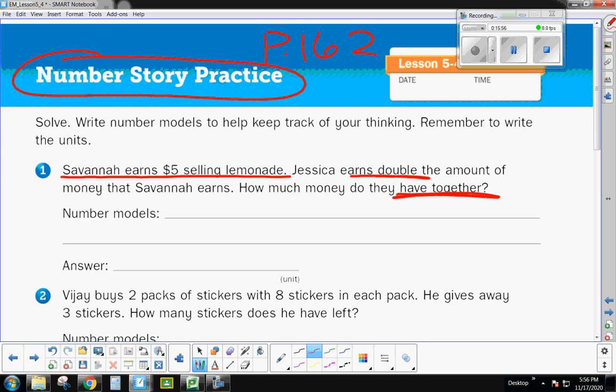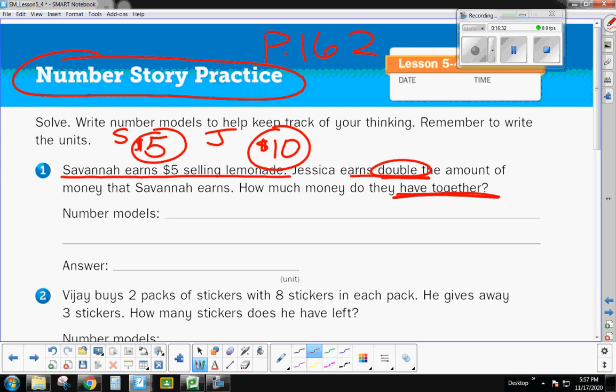Now, I'm going to just start drawing some pictures out here because it just helps me. And hopefully, if you needed to do that, they didn't give you a lot of room, but you could have gotten another sheet of paper. But if Savannah, I'm going to label this with an S, she earns $5 selling lemonade. And it says Jessica earns double that amount of money. Now, what does the word double mean? Well, you're going to do that number twice, right? So Jessica would make $10. And it wants to know how much money do they have together.